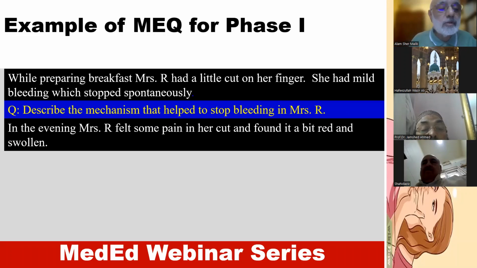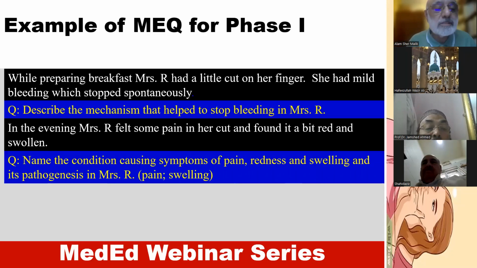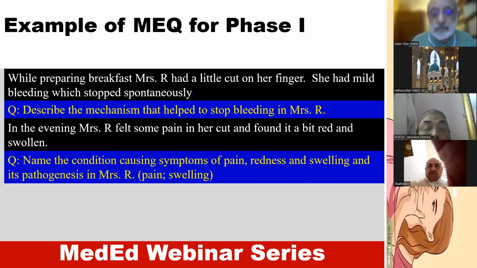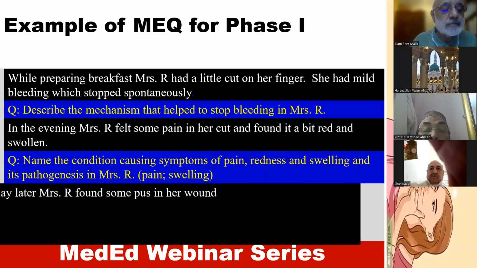Then the scenario continues that in the evening, Mrs. R felt some pain in her cut and found a bit of redness and swelling. And the question is: name the condition causing symptoms of pain, redness, and swelling and its pathogenesis in Mrs. R. Similarly, we can ask questions in relation to pain and swelling apart from inflammation.